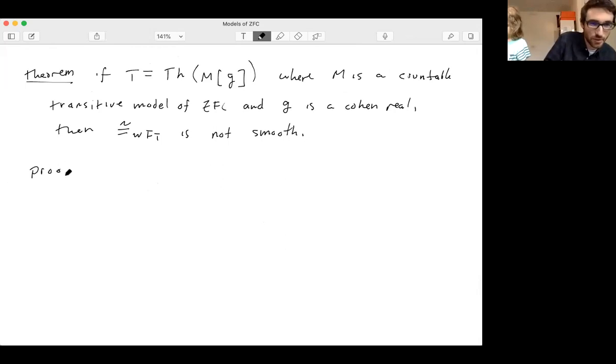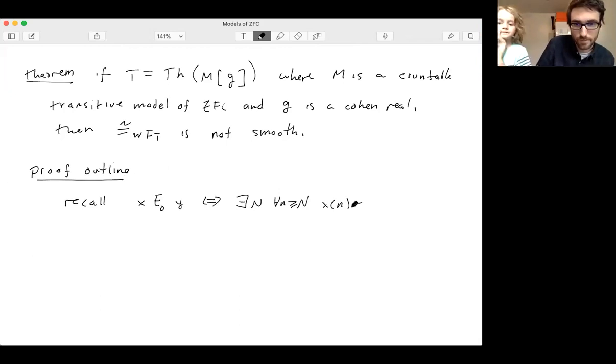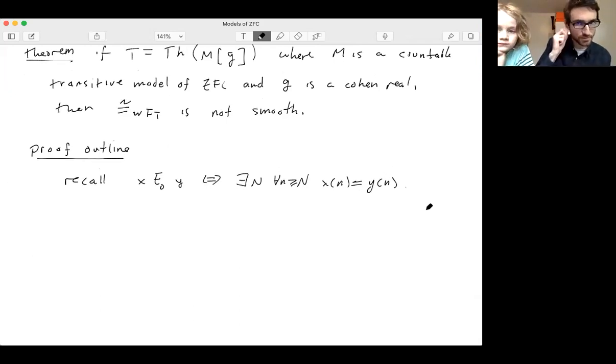So, proof outline. Here we're going to use E0, the first non-smooth equivalence relation. So we'll just recall that. X is E0 to Y if and only if X and Y are almost identical sequences, and E0 is not smooth.